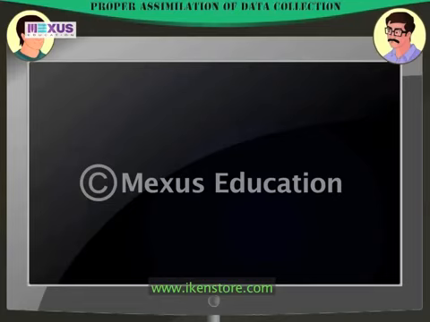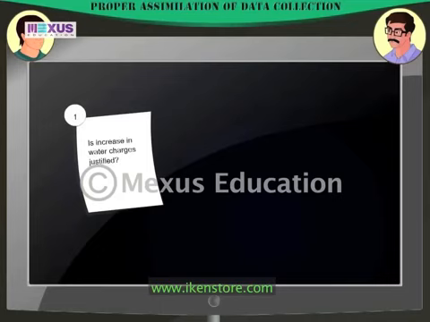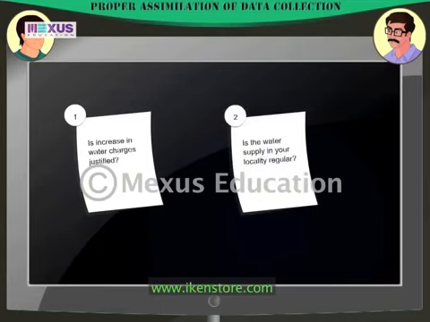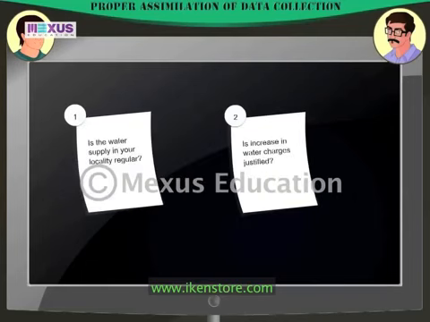Let's say I am conducting a survey on the state of water supply in your locality. Non-specific questions would be: 1. Is increase in water charges justified? 2. Is the water supply in your locality regular? The first question asked was specific, and the second question asked was more of a general one. A better order of asking the questions, that is, general to specific, would be: 1. Is the water supply in your locality regular? 2. Is increase in water charges justified?